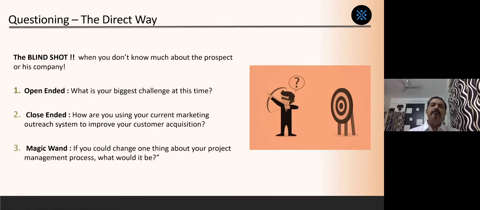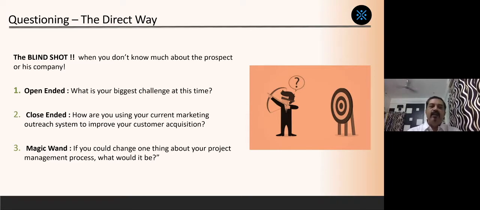And third is a magic one or a hypothetical question, right? So this is again very tactical, and especially I've used it so many times. I learned it in my Oracle days, used it so many times when I've been in a dead end, not able to uncover any pain. I use this question, and many times it's worked for me, right?